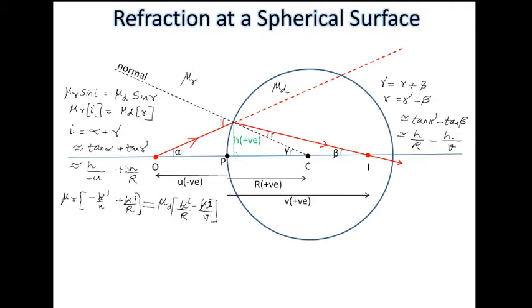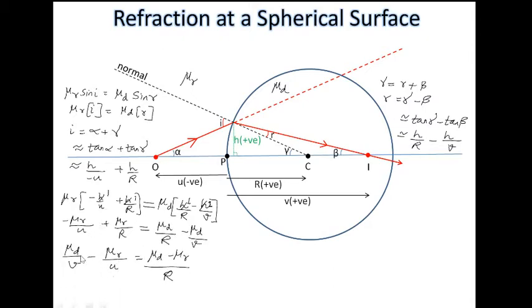So now if you substitute this expression for i and this expression for r, you end up with this. h will cancel out, and then you just rearrange the terms and you end up with the result, which is the beautiful formula of refraction at a spherical surface. You can see the symmetry here, mu d, mu r, mu d, mu r. So that will help you to recollect it.